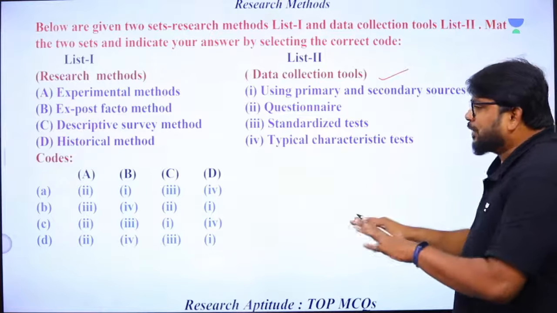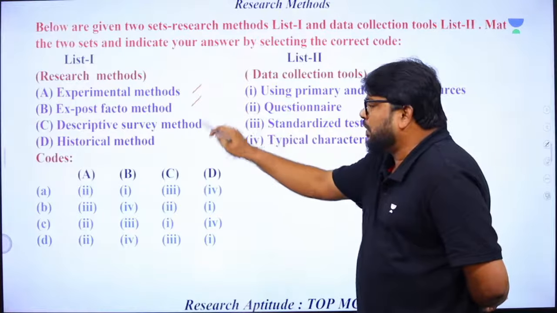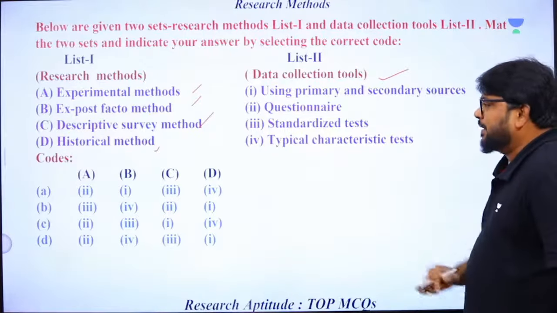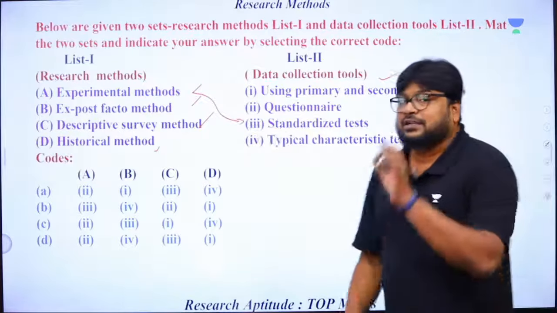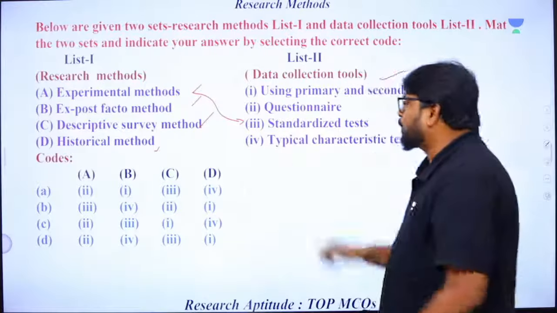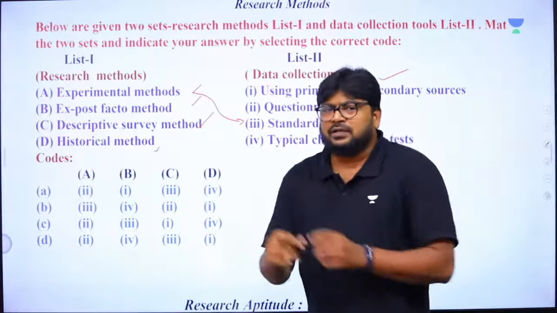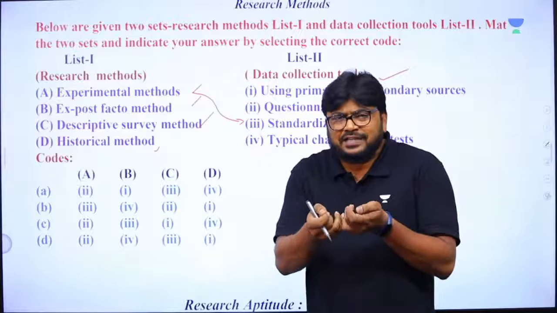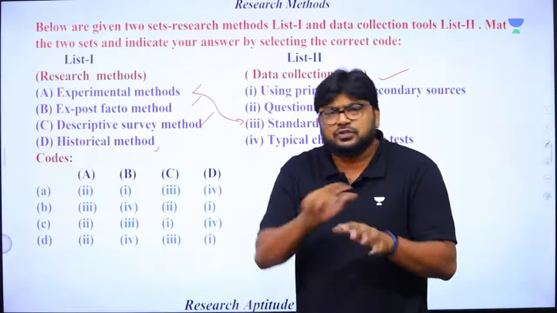So one thing which is very clear to this: experimental, ex post facto, descriptive method, historical method. One thing which is very clear, that experimental methods use some standard tests, because the name itself says it's an experimental method. You cannot go with questionnaires there. Are you going with questionnaires? You are going to check the growth of a plant. You are going to check the impact of one drug on curing an infection. Are you giving that questionnaire to that infection and asking, please fill this questionnaire? How is it possible? This is not possible.